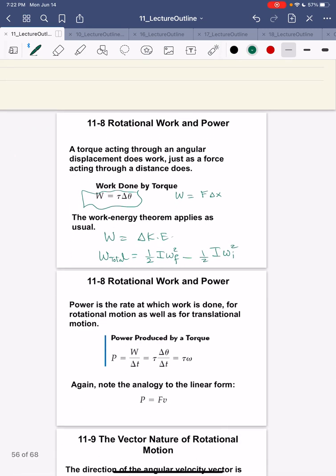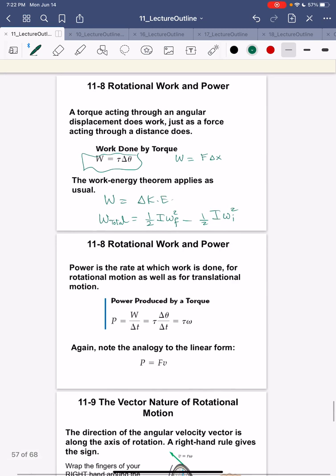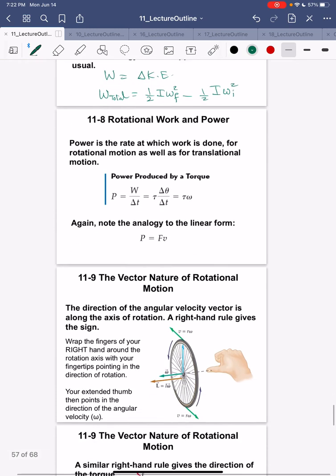Now, power is the rate at which work is done for rotational motion as well as for translational motion. Then I can derive P equals tau times omega, very similar to the linear form, which is F times v. This is the instantaneous power.